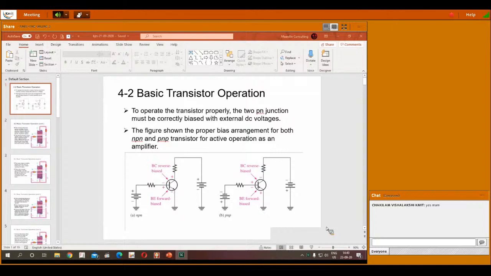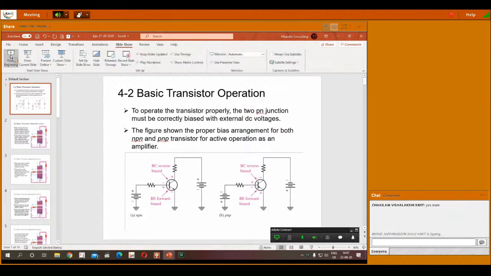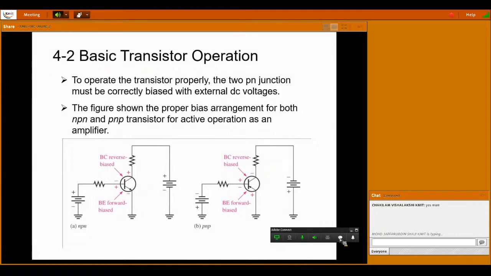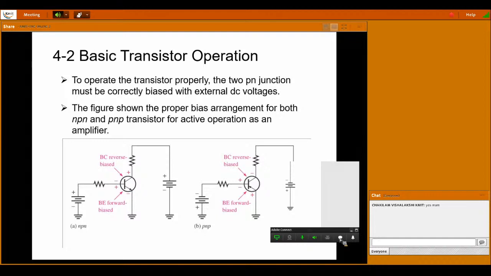Today I'll start with a small review on your transistors. Is it visible to you, everyone? Okay, good afternoon, everyone. Let me start with our basic transistor operation, thereafter I'll move to the configurations. Today's agenda is to complete all three configurations.